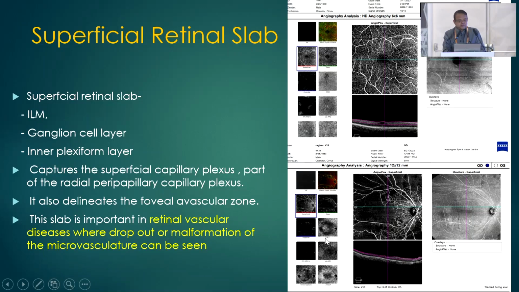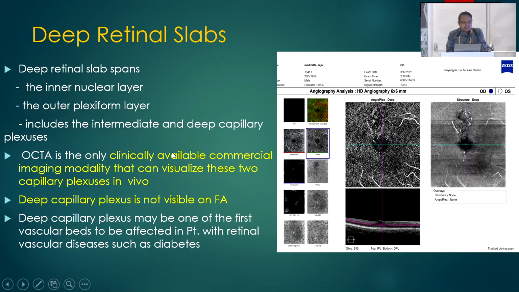Deep capillary plexus extends from the inner nuclear layer to the outer plexiform layer and includes the intermediate and deep capillary plexus. OCTA is the only clinically available imaging modality that can visualize these two capillary plexuses: the deep capillary plexus and the intermediate capillary plexus. Intermediate capillary plexus can only be defined in machines from Heidelberg. Other Topcon machines and Zeiss machines cannot delineate the intermediate capillary plexus.